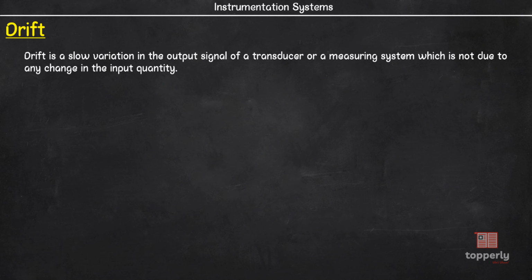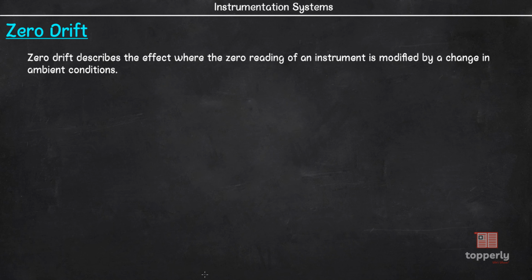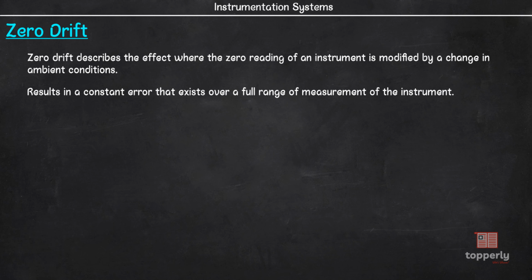Drift can be defined as a slow variation of the output signal of a transducer or a measuring system which is not due to any change in the input quantity. The drift is usually noticeable as zero drift and sensitivity drift. Zero drift describes the effect where the zero reading of an instrument is modified by a change in ambient conditions. This causes a constant error that exists over the full range of the measurement of the instrument.